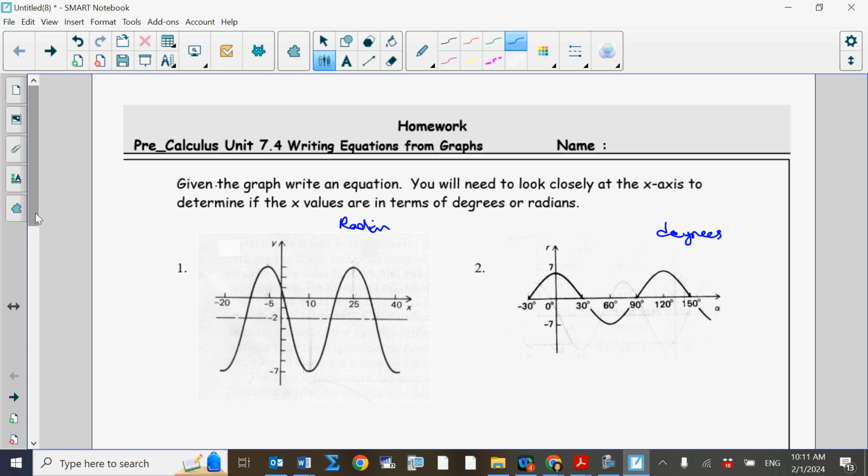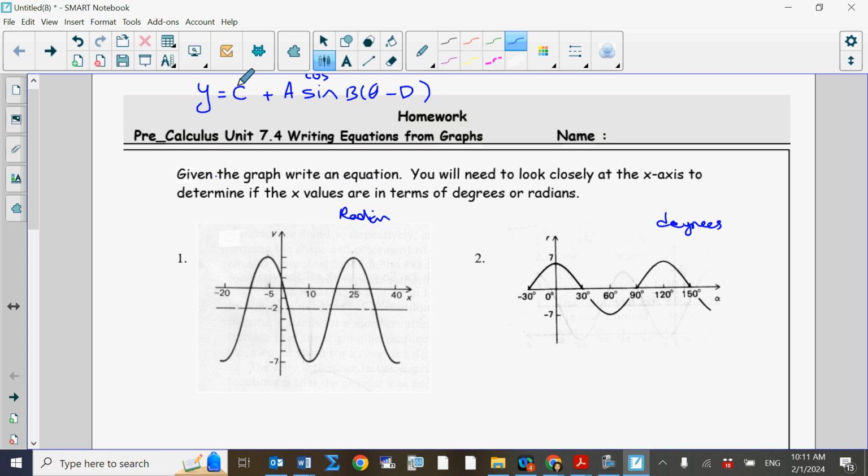Okay, so let's start. Generally, we're following this general form of the sinusoidal function, which is y equal to c plus a sine or cosine of b theta minus d. So this is the general form of the sinusoidal function, and we're going to follow this general form to create our own functions. First, I will look for the c value, which is the horizontal midline of the function, the sinusoidal axis. And as you see, it's at -2. So this means the c value here is -2.